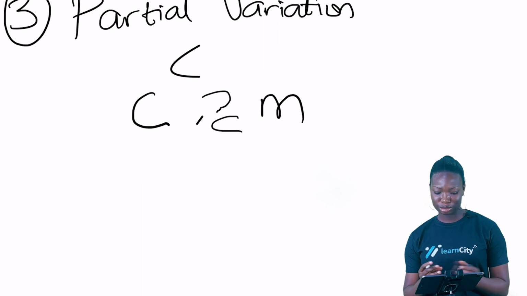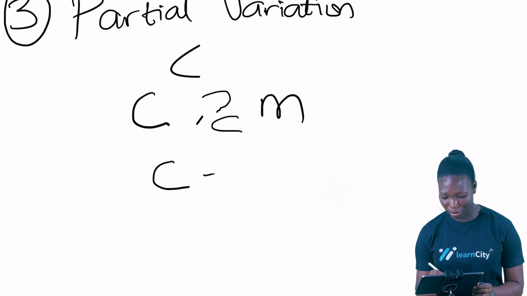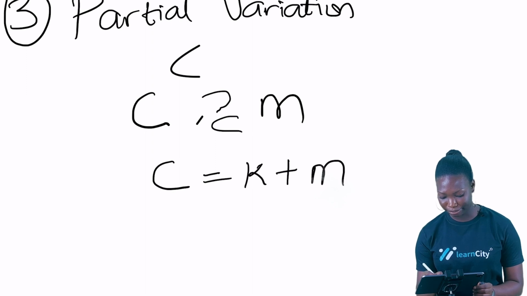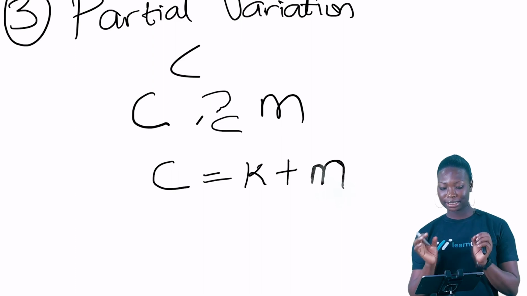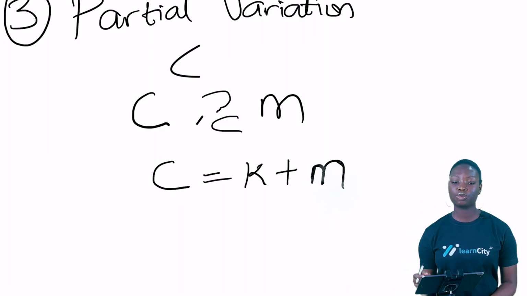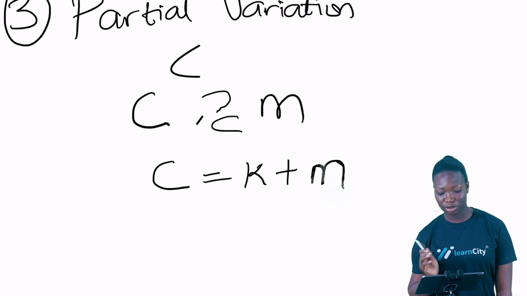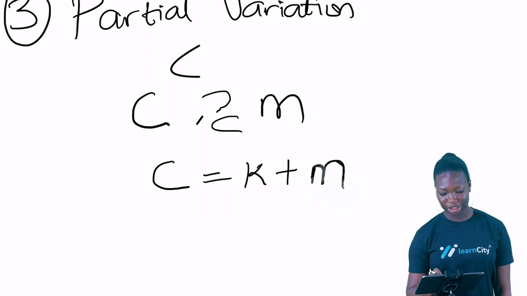So how do we do it? C is equal to K plus M. That is for partial variation. C is equal to K plus M for partial variation.